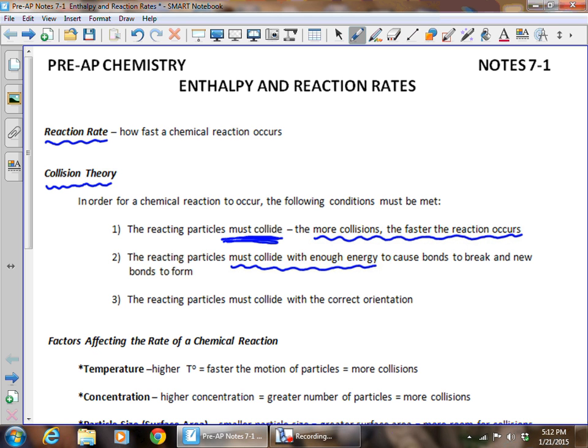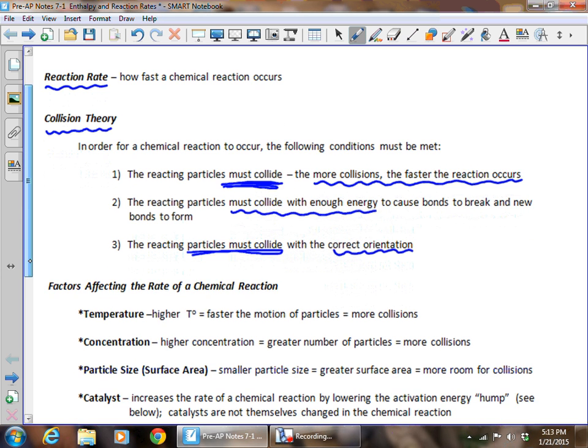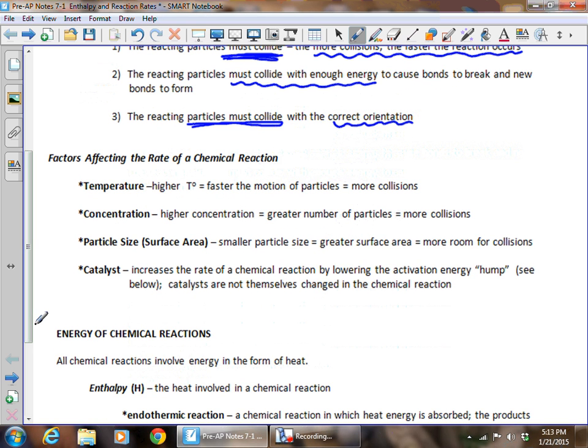In addition, I have to collide particles in the correct orientation. And as an example of this, I simply turn the match around and try to strike the match on the wrong end. Well, if we do that, of course, the match is never going to light from that direction, so I must collide with the correct orientation. So they must collide with enough energy, and they must collide in the correct orientation. So if that happens, what are some things that can increase the rate of that chemical reaction?